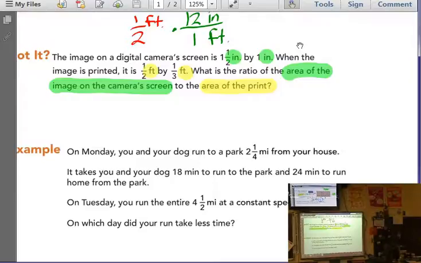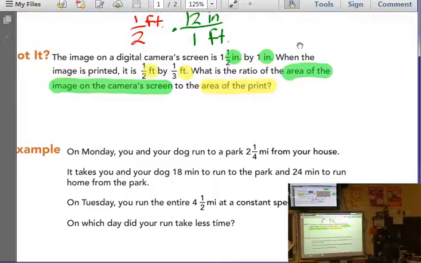Then if you think about a third, what's a third of 12? Or 12 times 1/3, or 12 divided by 3. 12 divided by 3. Yeah, 4. So this print is actually 6 inches by 4 inches. So you have your actual print dimension.